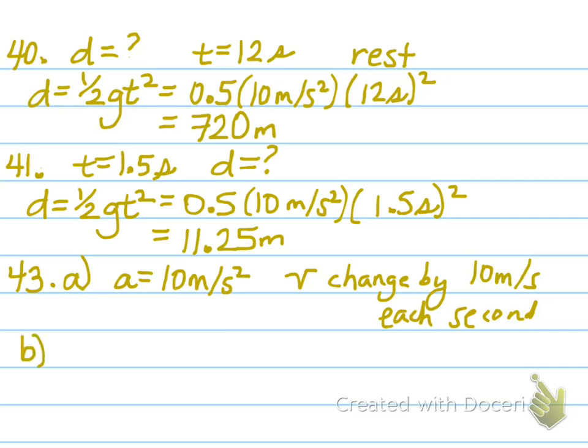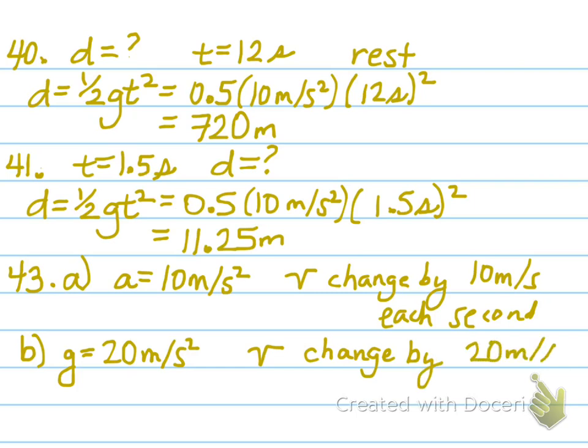Part B. Suppose the freely falling rock were dropped near the surface of a planet where g equals 20 meters per second squared. By how much would its speed readings change each second? Well, now, again, our velocity is still going to change by our acceleration due to gravity, but now it's 20 meters per second each second. So it would change by 20 meters per second.